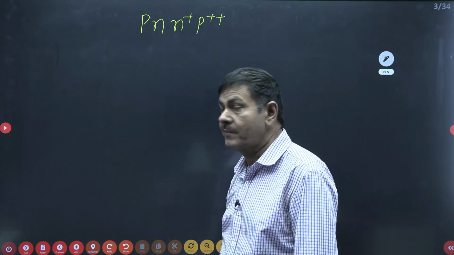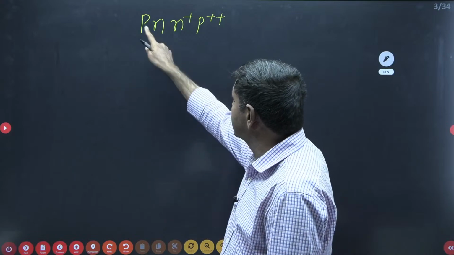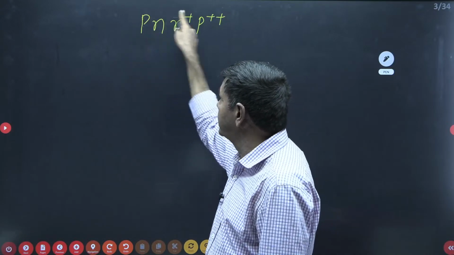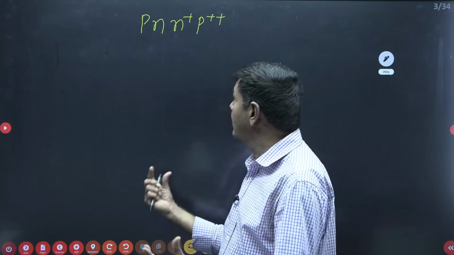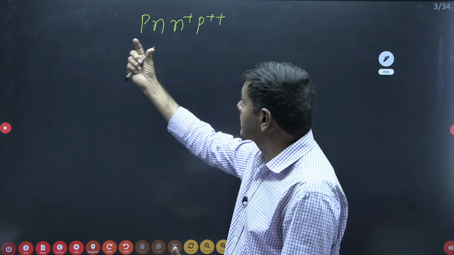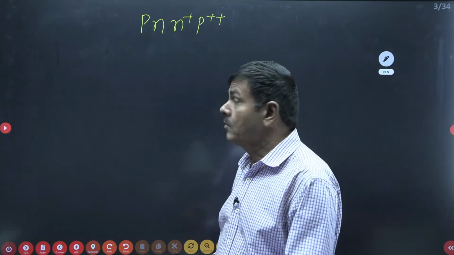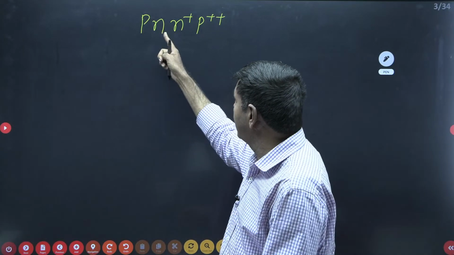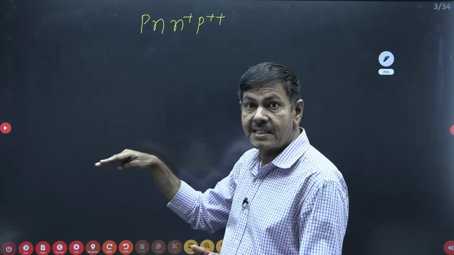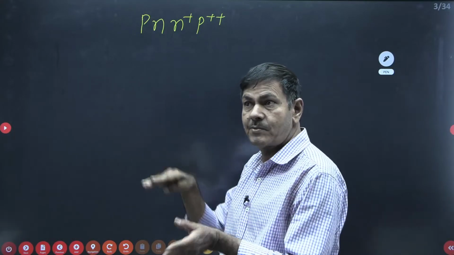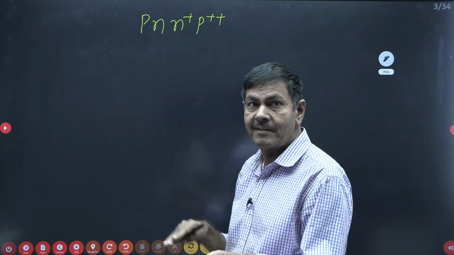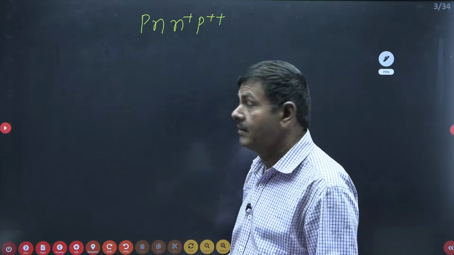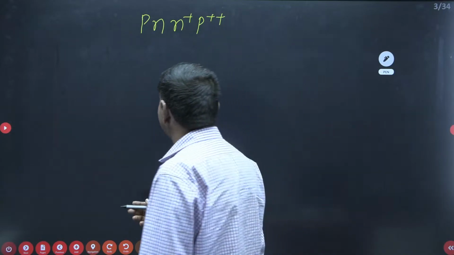Understand my point now. This is one material; these are all combined, and one specimen is formed. Now the Fermi level energy of the p-type, n plus and p double plus must align on the same axis, on the same line. Then only it is perfect. Please watch how I will draw.